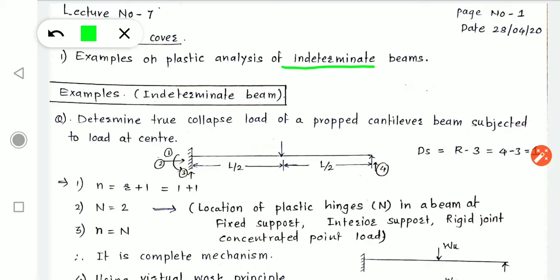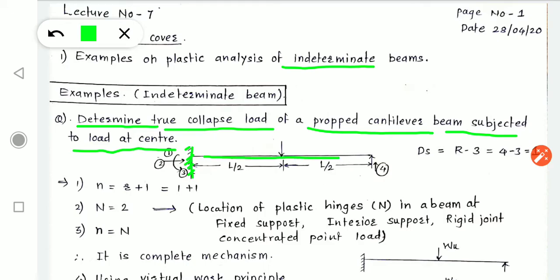It reads as: determine the true collapse load of a propped cantilever beam subjected to a load at its center. Okay, so we have a propped cantilever fixed at one end, free at the other end but simply supported at that end, as well as having a unit load at its center, dividing the total length into two halves.